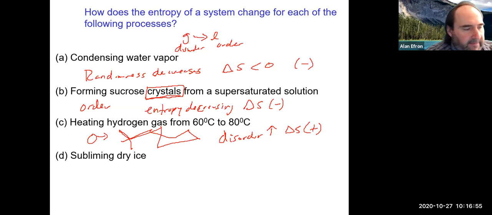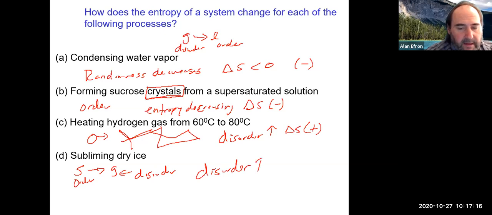And lastly, sublimation. Again, a reminder, sublimation is the process where we go from solid directly to gas. We skip the whole liquid part. So obviously we're going from solid, which is more order, to gas, which is more disorder. Again, that would increase the amount of disorder, and we would expect our delta S to also be positive in this particular case. Any questions on any of those?